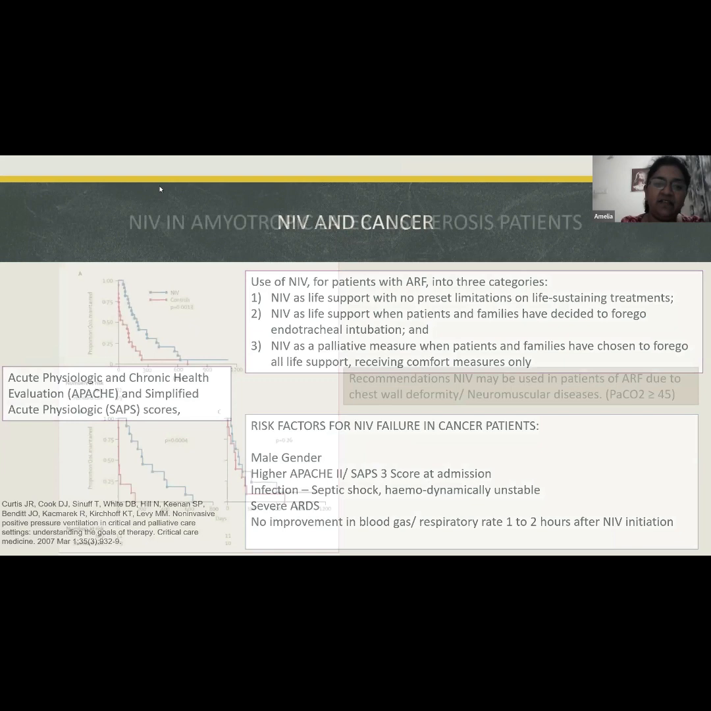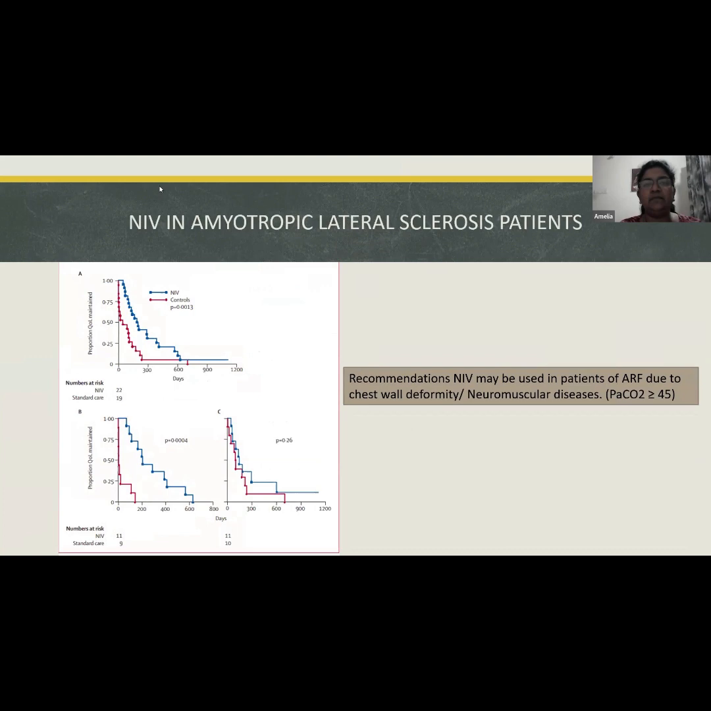The other situation where we use NIV is in amyotrophic lateral sclerosis or any neuromuscular problem. Now, I've just put this graph very simply. If you look at the middle one, the first one is all patients, that is those with NIV and with controls. The last one is towards the end of their life or their disease. And the middle one is in people who are having a problem in breathing, but they are in a good performance status. They've got some life left. They've got some ability left to fight this, all right?